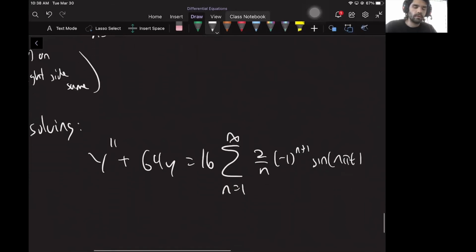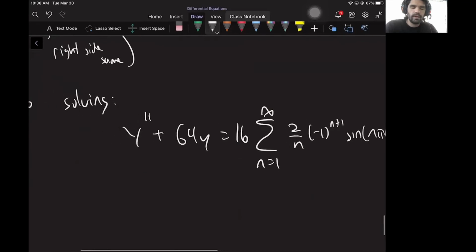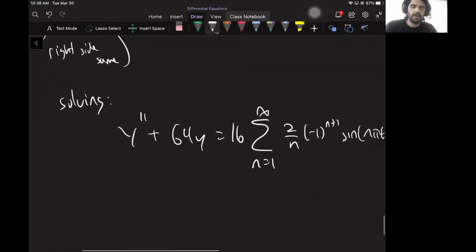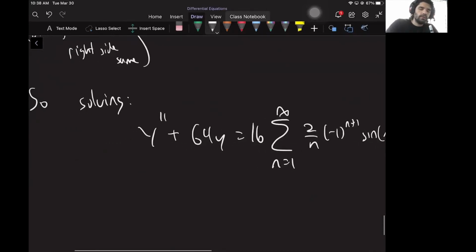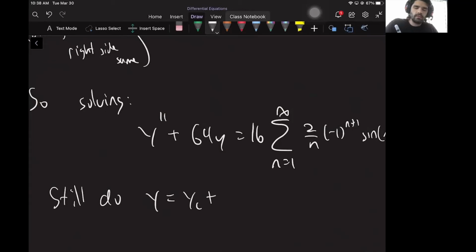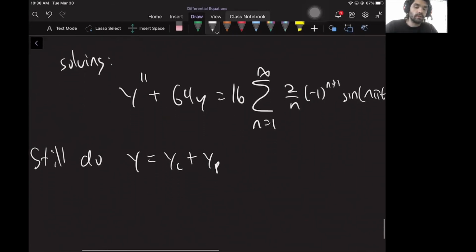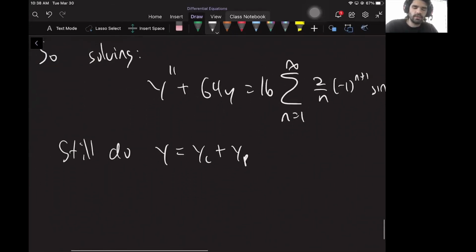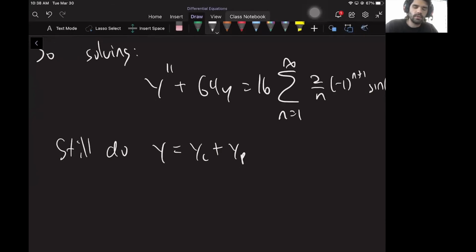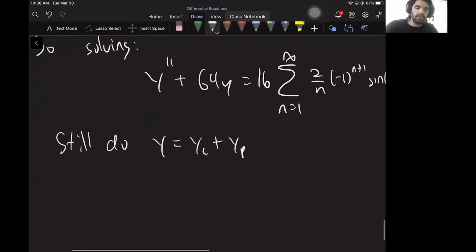So this is what we're solving. I didn't give any initial conditions or anything, so what would you still do? This is a problem where you get y equals yc, the characteristic solution, plus y particular solution. We're just going to pretend that we have initial conditions because it's going to be way too big if we do. So we're not going to do that part.